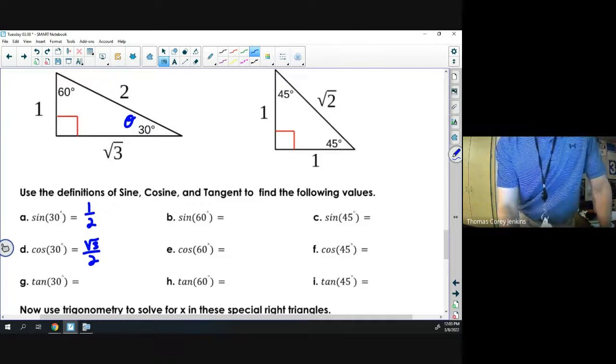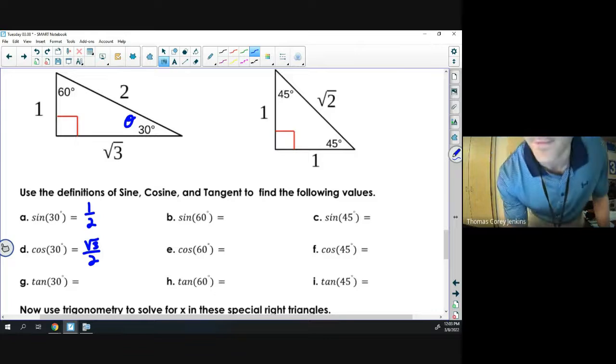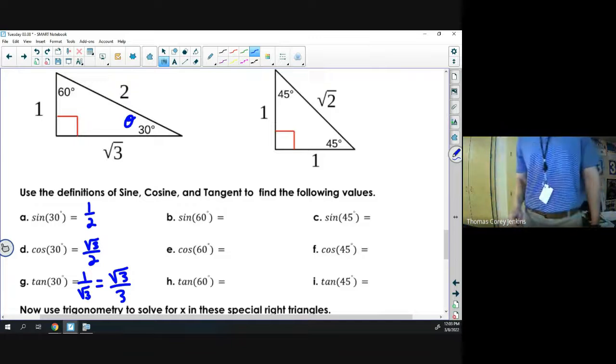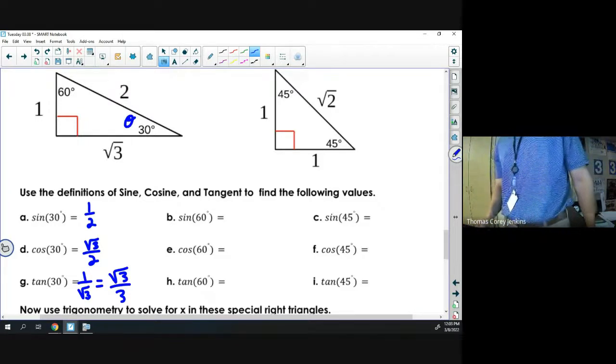And then tangent, TOA, opposite over adjacent. So 1 over square root of 3, which again, we're going to do this a lot, so this is good. That's equal to the square root of 3 over 3. And again, I haven't talked a lot about how we're simplifying that, rationalizing the denominator, but that's something we can look back and talk about tomorrow.